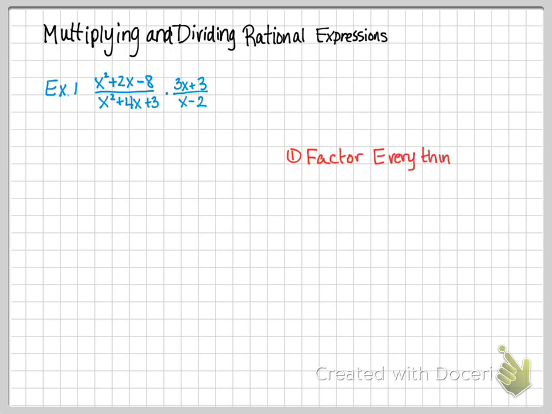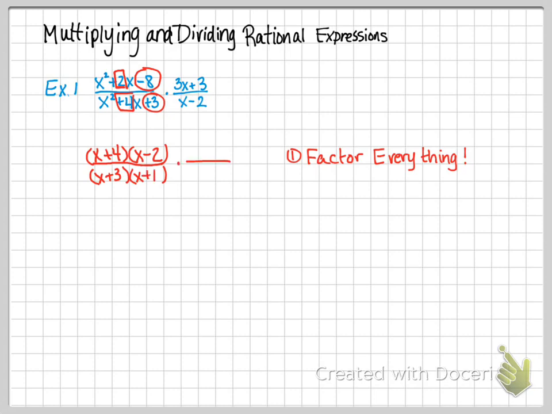Our first step will be to factor everything that we can. So let's start with the numerator of the first fraction. I'll set up the two parentheses. I'm looking for numbers that multiply to -8 but add up to +2. Fill in my x's with +4 and -2. And then my denominator, set it up. Looking for numbers that multiply to 3 but add up to 4. And we'll go with +3 and +1.